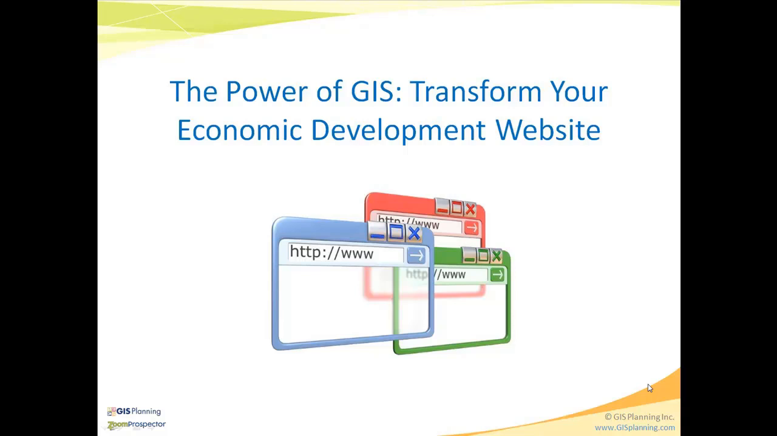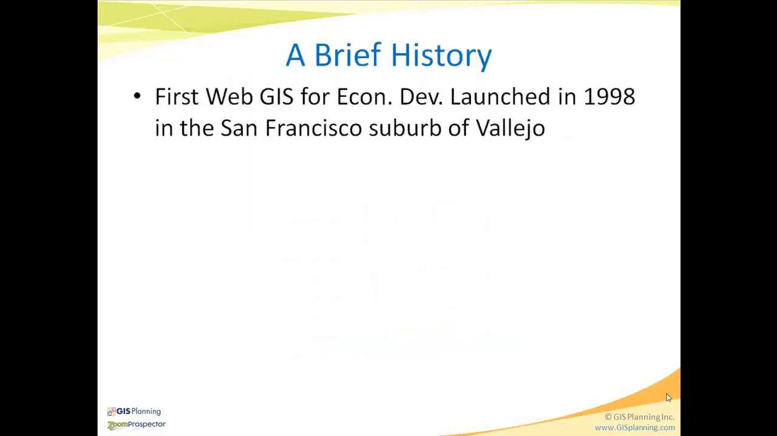Thank you. So I'd like to put the subject of GIS websites for economic development within a context and a framework that's relevant for economic developers today. And to do that, I'll start at the beginning with a brief history. So the first web-based GIS for economic development launched a number of years ago in the suburb city called Vallejo, which is located in the San Francisco Bay Area.